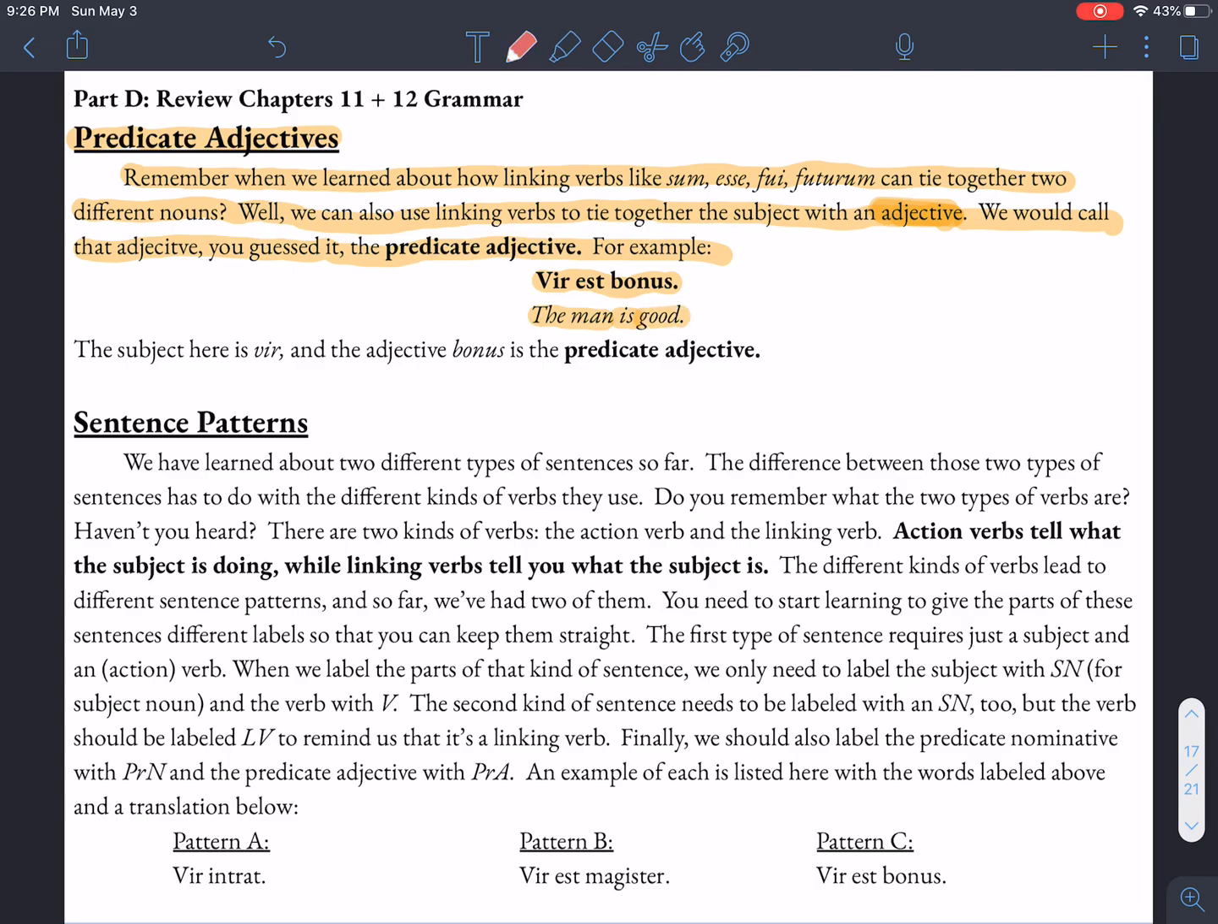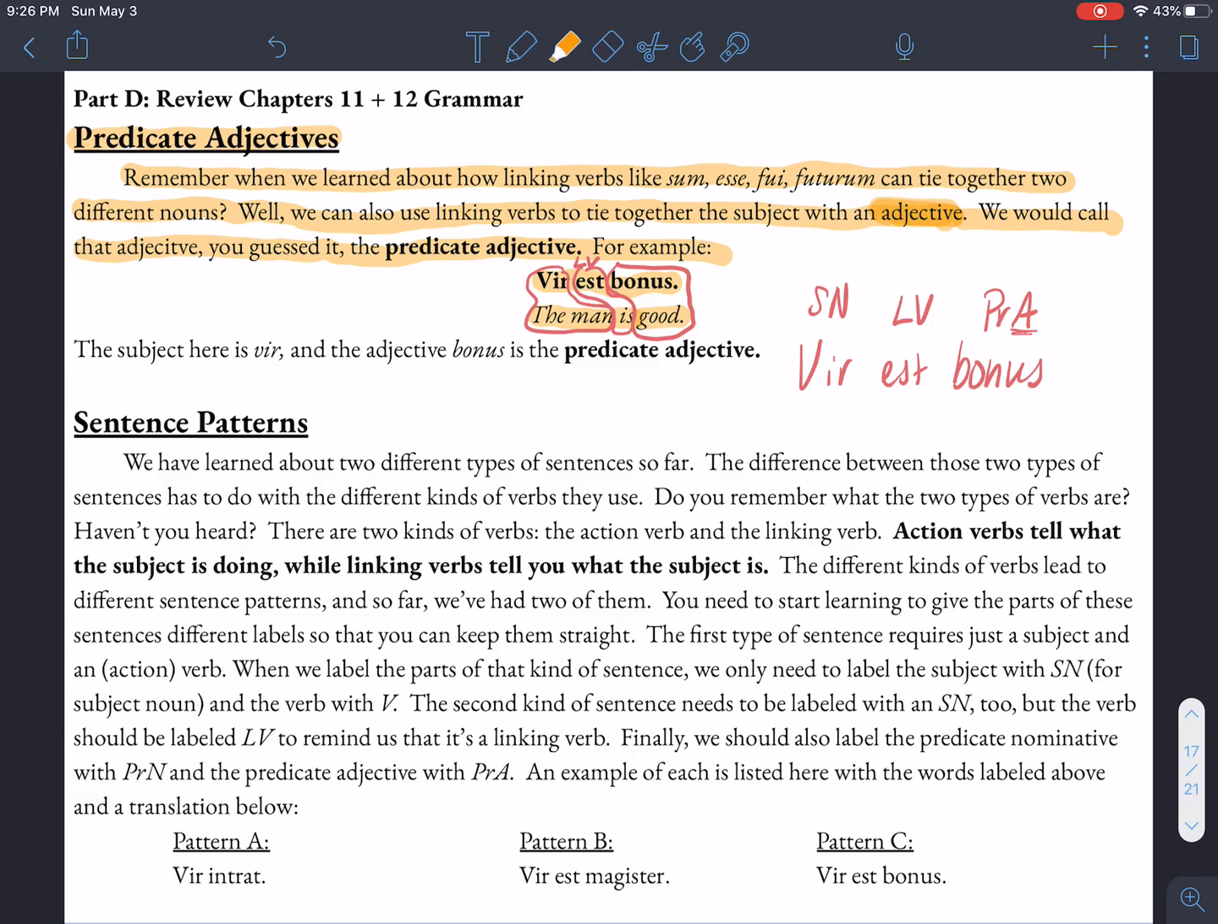Okay, so you've got your subject here. This is your subject. It's the man. All right, est is your linking verb. And bonus is your adjective, okay? So it's describing it. You've got vir est bonus. You've got SN, LV, and bonus is an adjective, PRA. Okay, PRA.